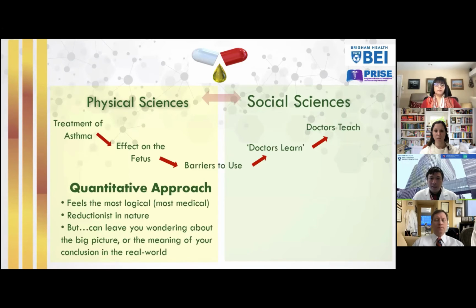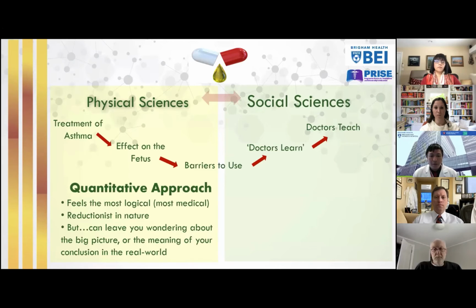And the way we can think about this on the physical science end is the quantitative approach. This is usually what we see a lot in the medical literature. What is the most logical? It tends to be reductionist in nature, coming to one particular question and one particular data set that's quantitative. But when we look at this, it can leave you wondering about the bigger picture, because we're very focused on one particular question and, ultimately, the meaning of the conclusion in the real world.